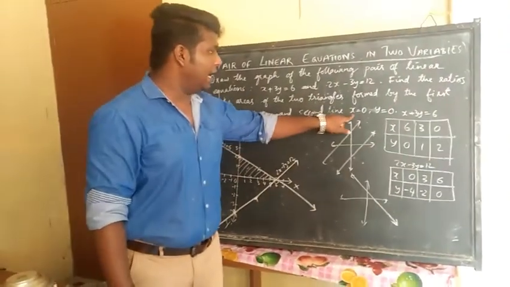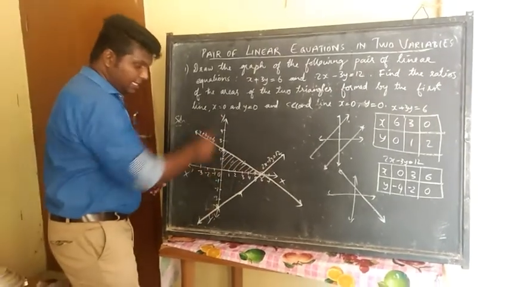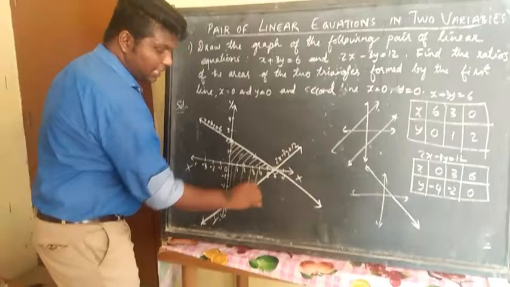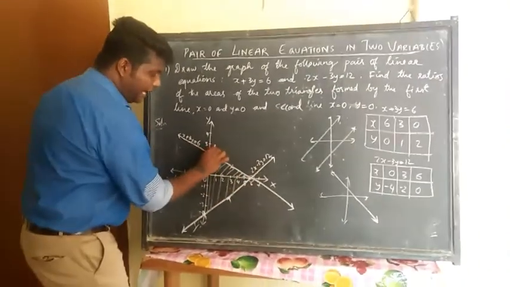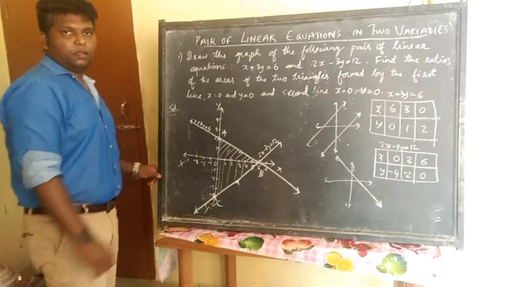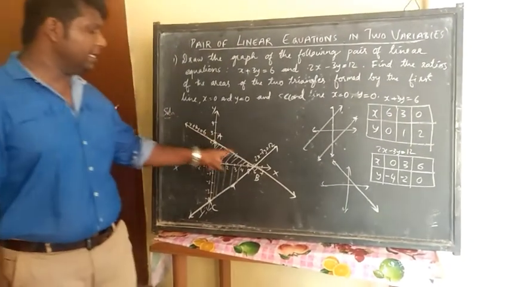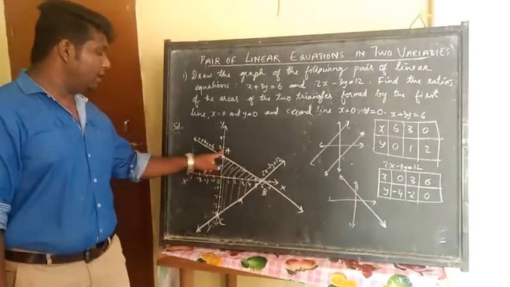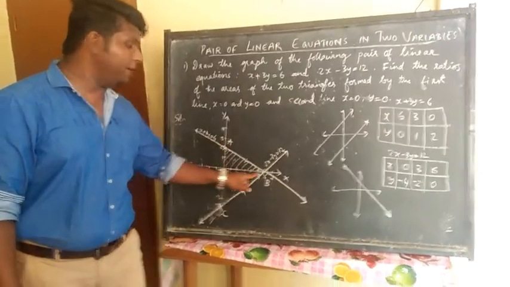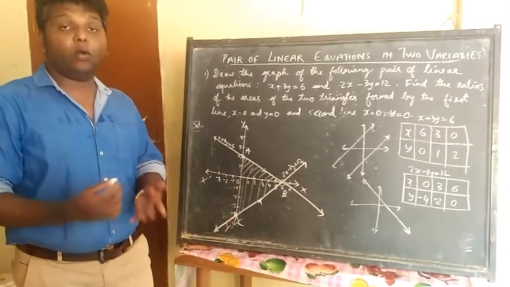And another triangle, the second line with the x axis and y axis. This is the second line, the x axis and y axis. That means this particular triangle. Here I am taking this point as A, this point as B, and this point as C. If I am taking this ABC, what I have to do is check the area of AOB divided by the area of BOC.